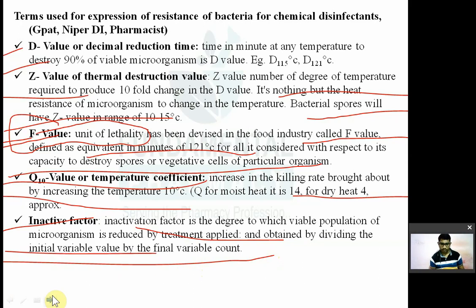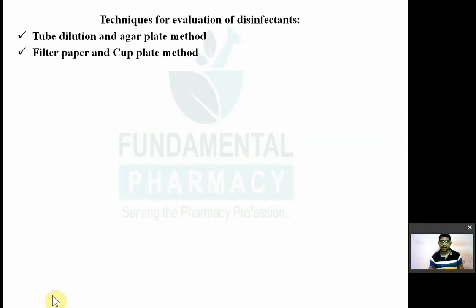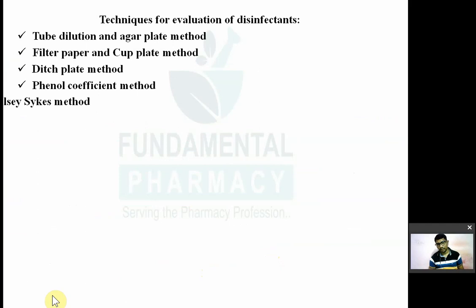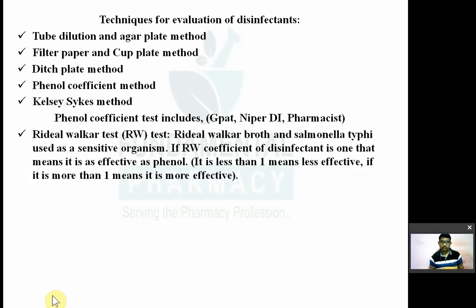Techniques for evaluation of disinfectant. सो इसमें दो मेथड होता है, ट्यूब डाइल्यूशन मेथड, अगार प्लेट मेथड, and filter paper and cup plate method. फिनॉल कोएफिशिएंट मेथड, इसके ऊपर क्वेश्चन आता है वो डिटेल में देखेंगे. कैल्सी साइकी मेथड. फिनॉल वाटर कोएफिशिएंट. सो रेडियल वॉल्कर टेस्ट, क्वेश्चन इसके ऊपर आ चुका है.